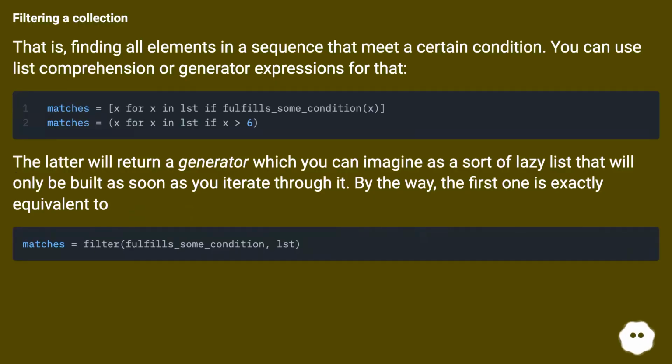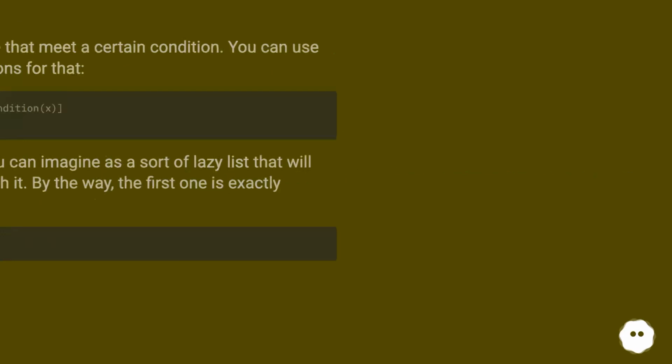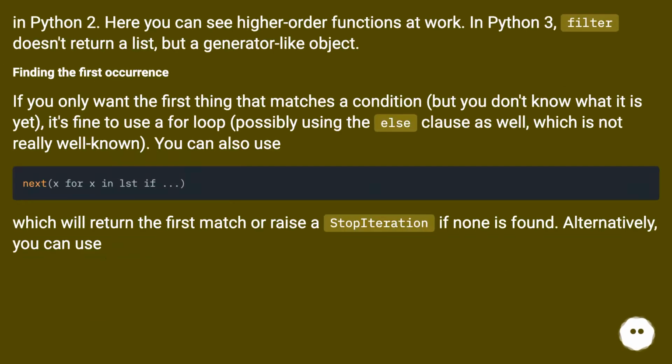Filtering a collection. That is, finding all elements in a sequence that meet a certain condition. You can use list comprehension or generator expressions for that. The latter will return a generator, which you can imagine as a sort of lazy list that will only be built as soon as you iterate through it. By the way, the first one is exactly equivalent to filter in Python 2. Here you can see higher order functions at work. In Python 3, filter doesn't return a list, but a generator-like object.